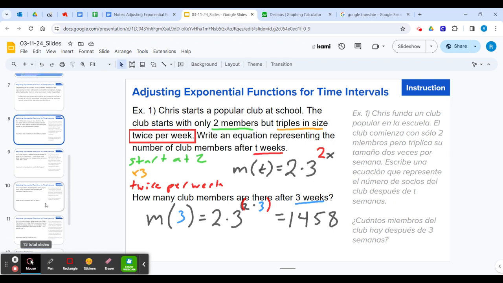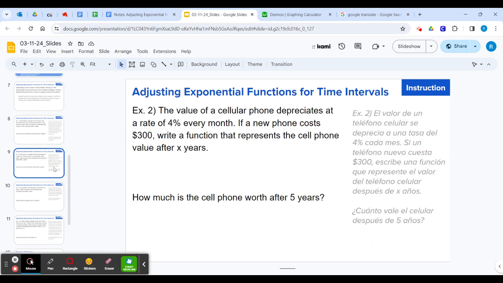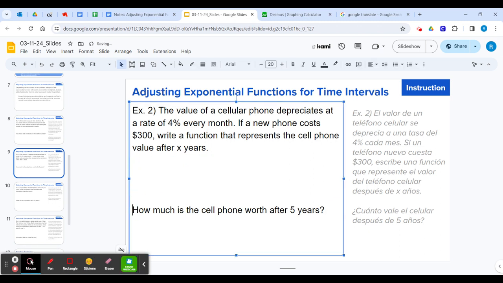So we're going to practice this with a couple other examples, and then example 4 will be slightly different. Example 2: the value of a cell phone depreciates at a rate of 4% every month. If a new phone costs $300, write a function that represents a cell phone value after X years. So right off the bat, I can see this mismatch that we have: every month, and X is in years. So I'm going to make a quick note here, 12 months per year.